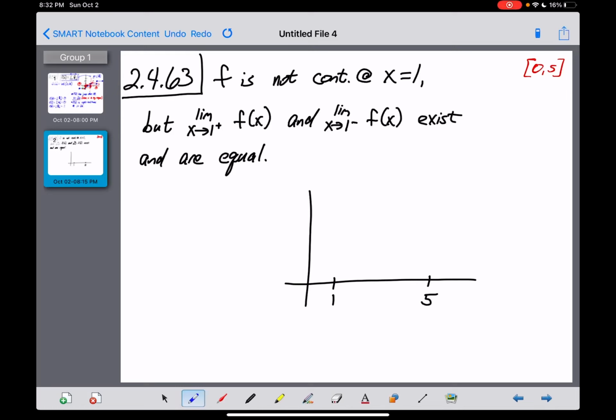2.4 number 63 is one of those create-a-function problems that some of you guys like, but a lot of you I know completely hate. There is no one right answer to this. But if we follow their little stipulations right here, we all should come up with a graph that has a couple of important characteristics in common.